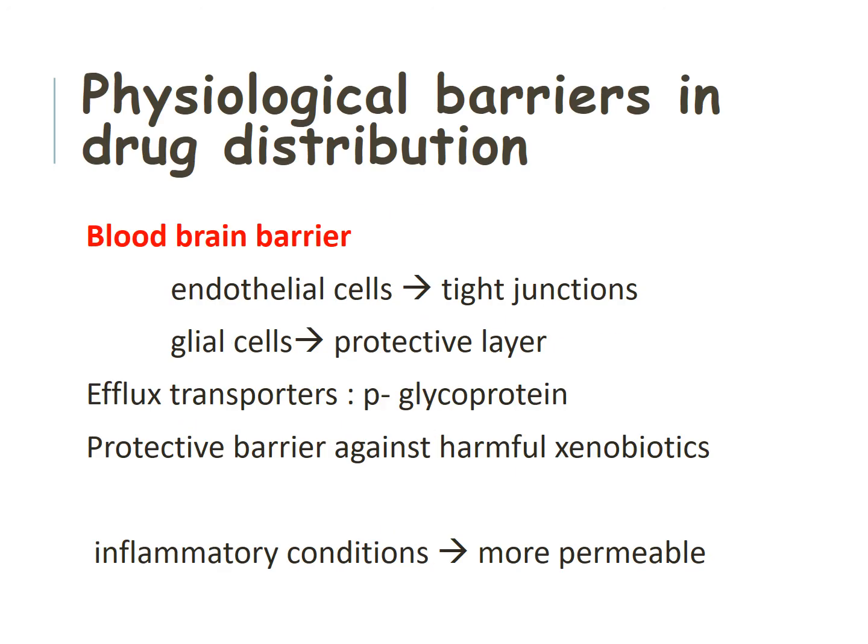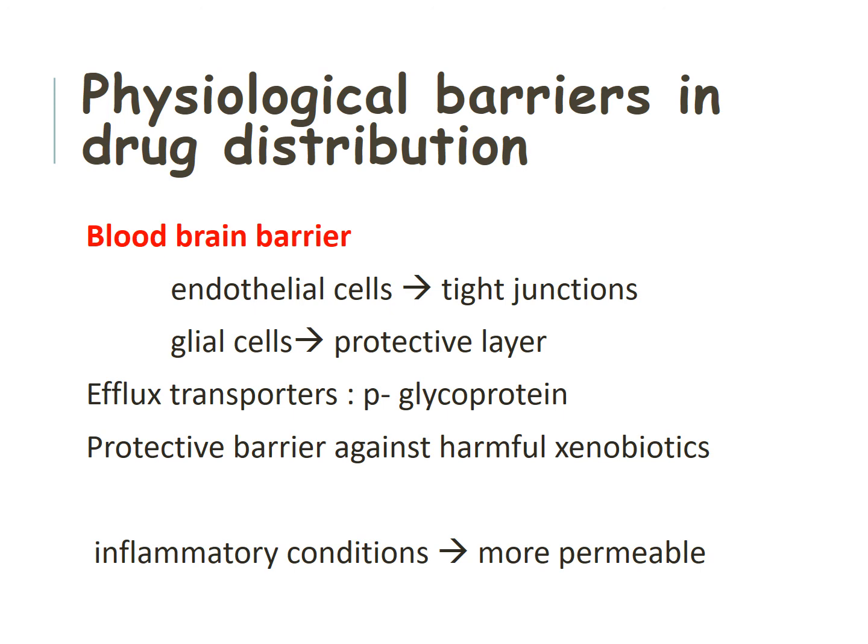And finally, we have to know some physiological barriers in the drug distribution. So when distributing, the drug has to move from the blood to the tissues. Crossing the tissue, there are some physiological barriers. The first one is the blood-brain barrier. It is made of endothelial cells and glial cells. Endothelial cells form a tight junction, and the glial cells form a protective layer.